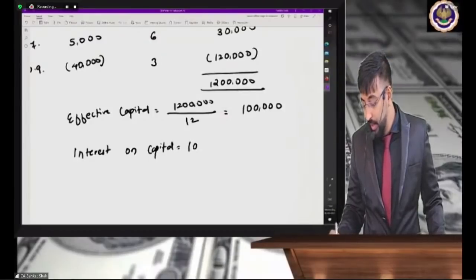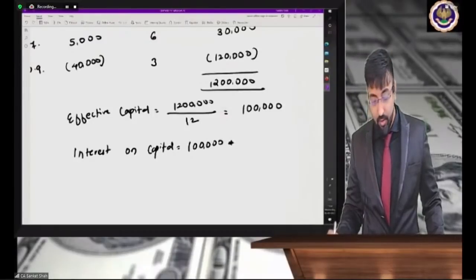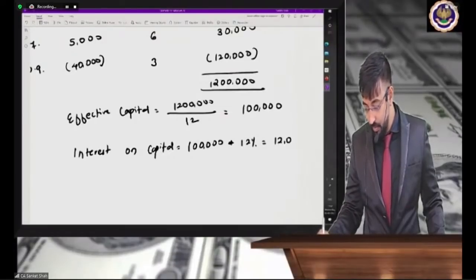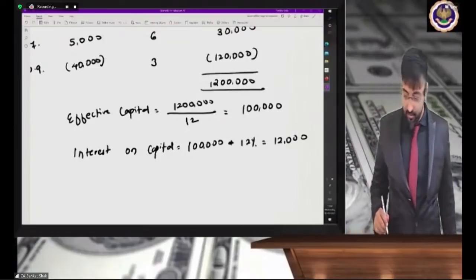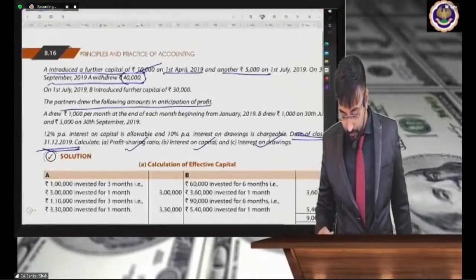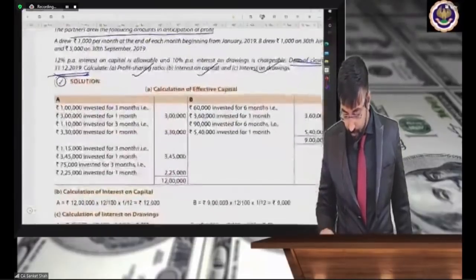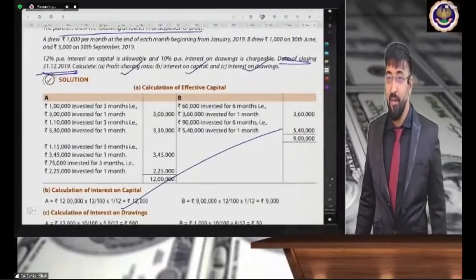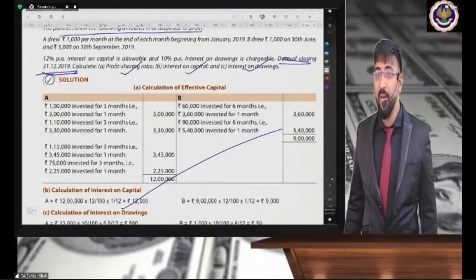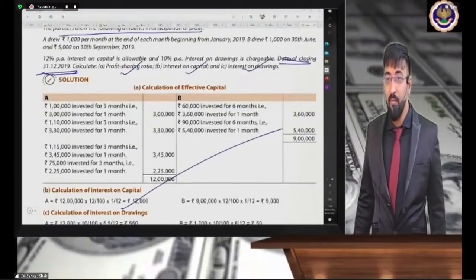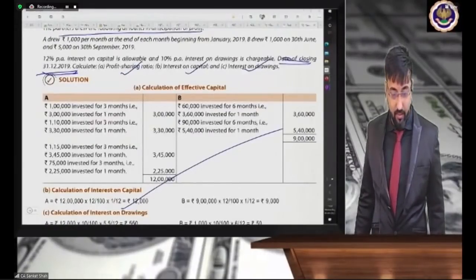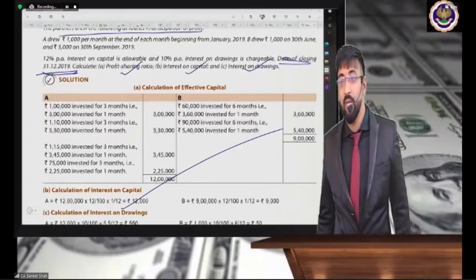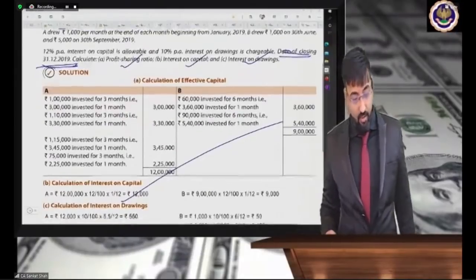Interest on capital is directly effective capital multiplied by interest rate. So what is interest rate? 12%. 12,000. So let's check the answer. What has ICAI done? Yes, 12,000. Correct answer. So effective capital for 1 month will be 1 lakh rupee. Okay, and interest on capital is 12,000. So effective capital is 1 lakh.